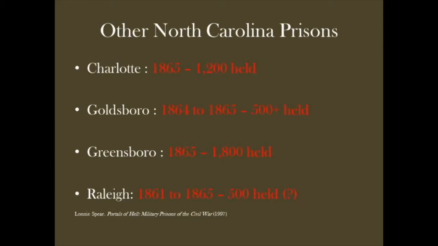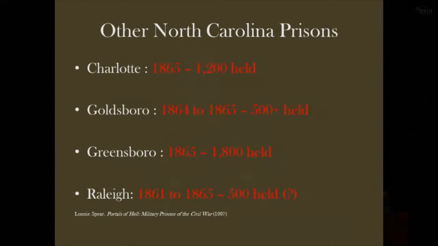And that's the key thing to remember about Civil War prison camps. There's always a rail line or some kind of transportation way of getting people to a prison camp, whether by ships or by railroad. So there's a major railroad running through Charlotte, Goldsboro, Greensboro, and Raleigh. As a result, these places became localities for prisoners.